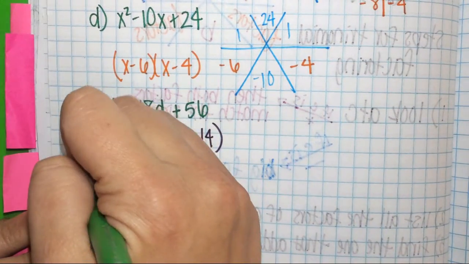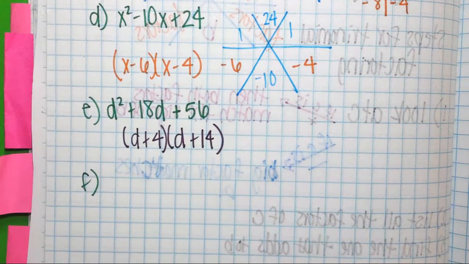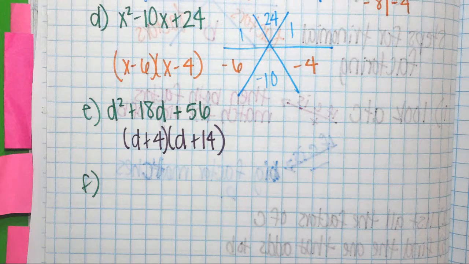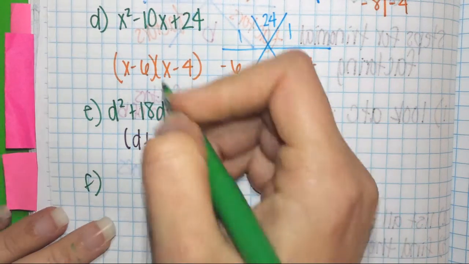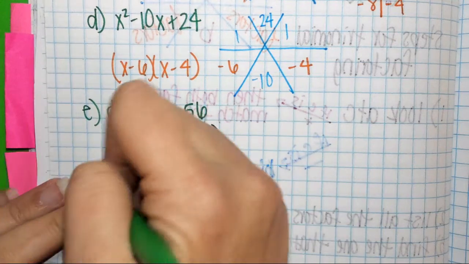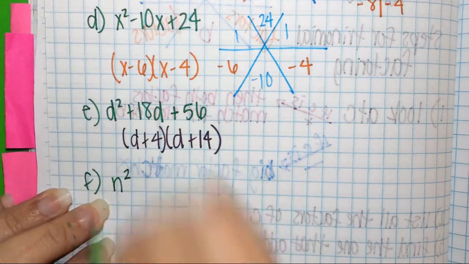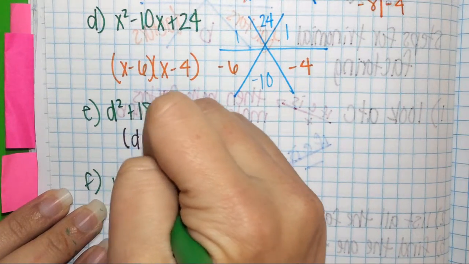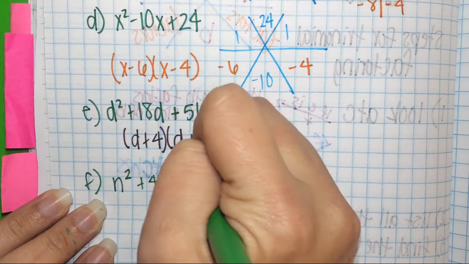Alright, so now what I want to do is change C to a negative, and we're going to talk about what happens. Are you guys ready? Yeah. Can I put this on 29? Because I don't have any more space. 28C? Yes. Alright, so this one says n squared plus 4n minus 21.